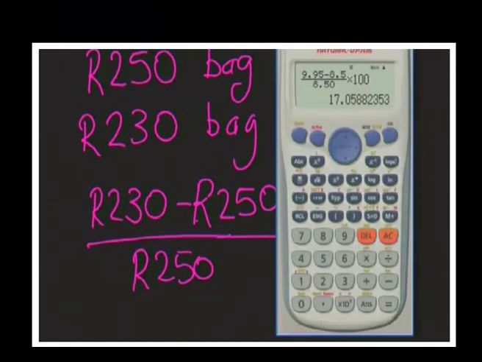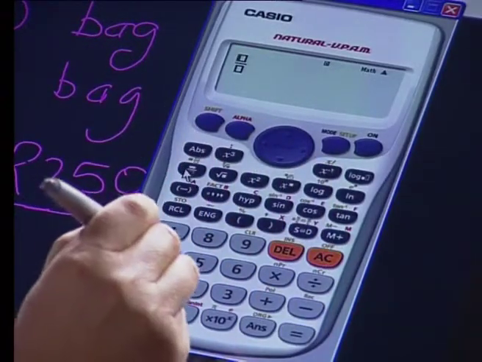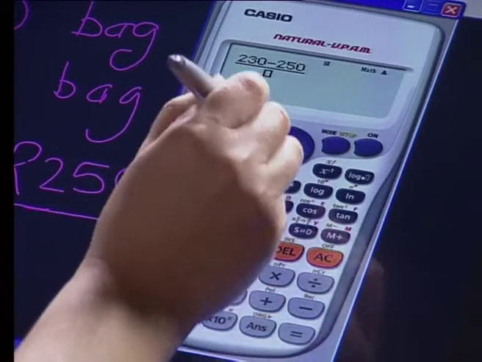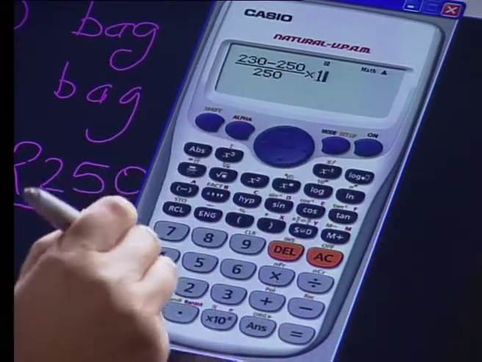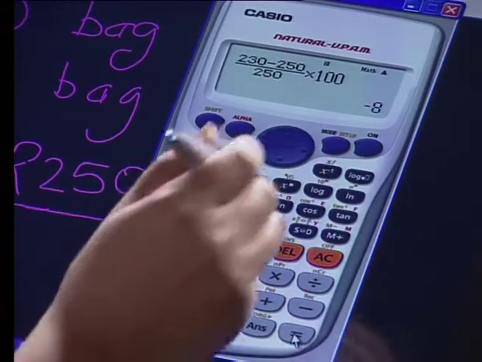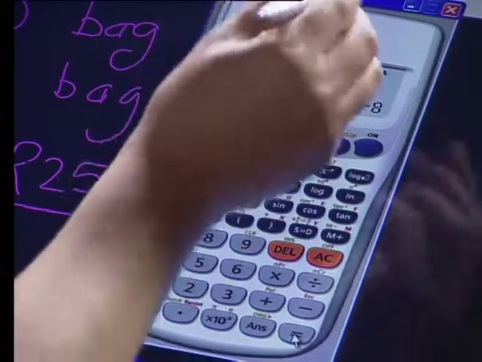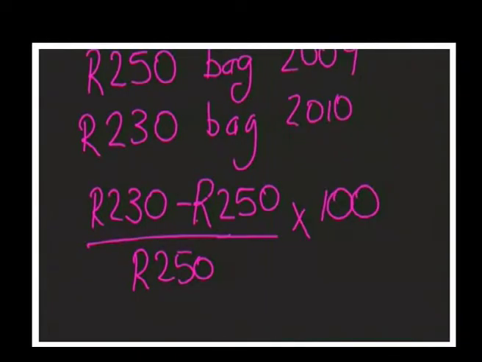So let's take out our calculators. Fraction button, 230 minus 250 divided by 250 and times by 100. And I get an answer of minus 8. This minus is important, so let me explain.